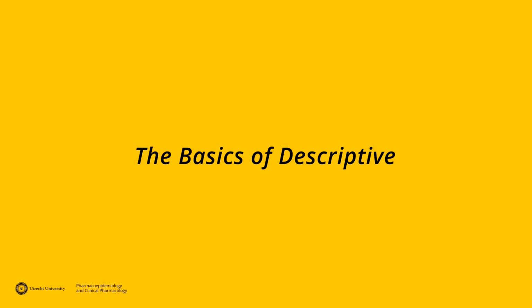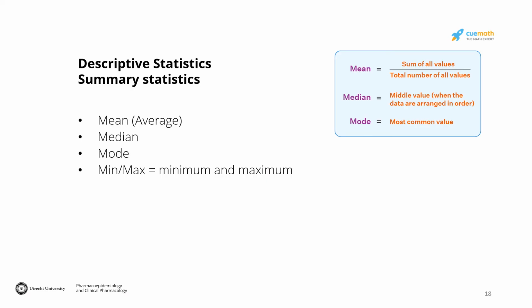So now we have covered what data is, how it looks, and how we typically write it up in a table. Now we will go to the basics of descriptive statistics. Within descriptive statistics, we can do some summaries. All of these are statistics which are used to describe our data.